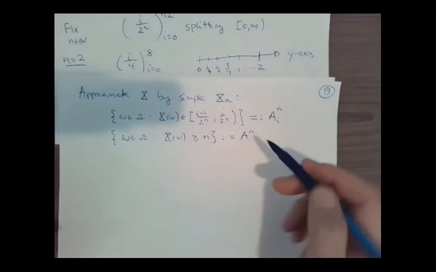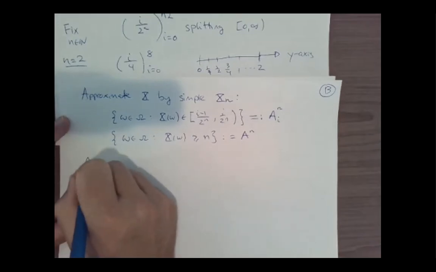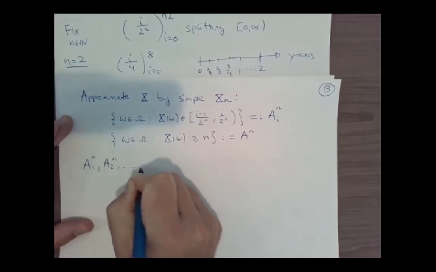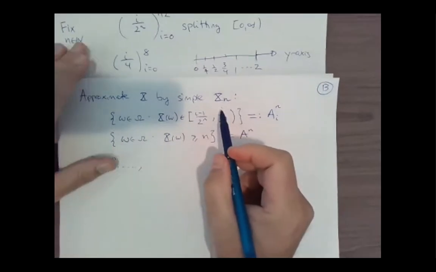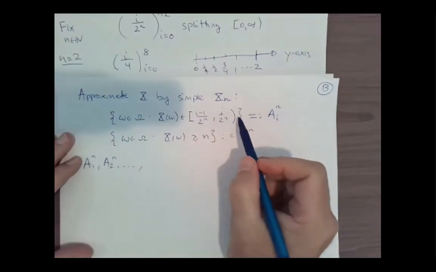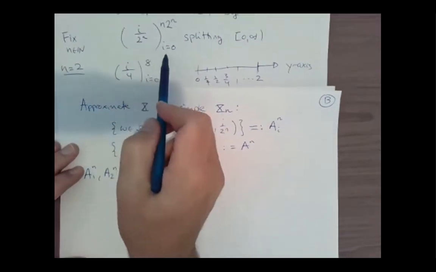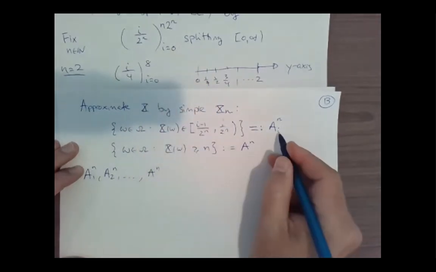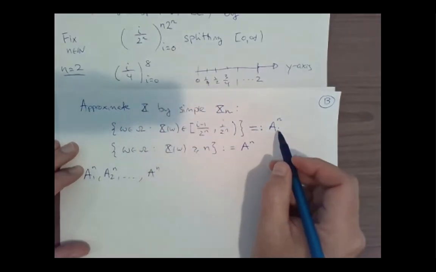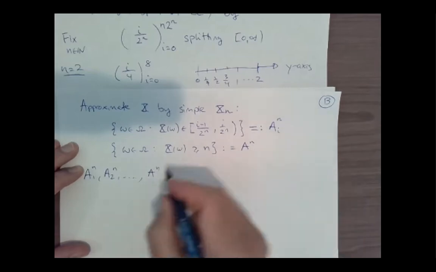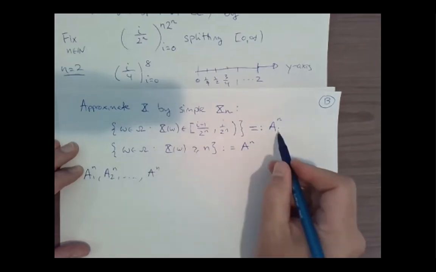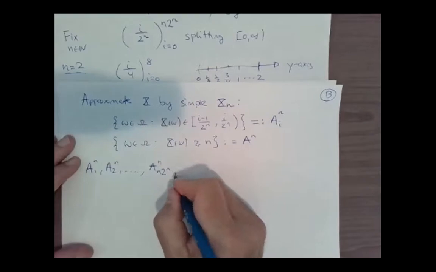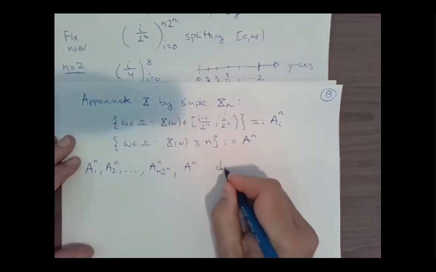These sets here, they just join. So A_1,n, A_2,n, and this runs all the way up to i running all the way up to n·2^n. So the biggest i that I can have is n·2^n. And then my last one is my A_n, the disjoint.